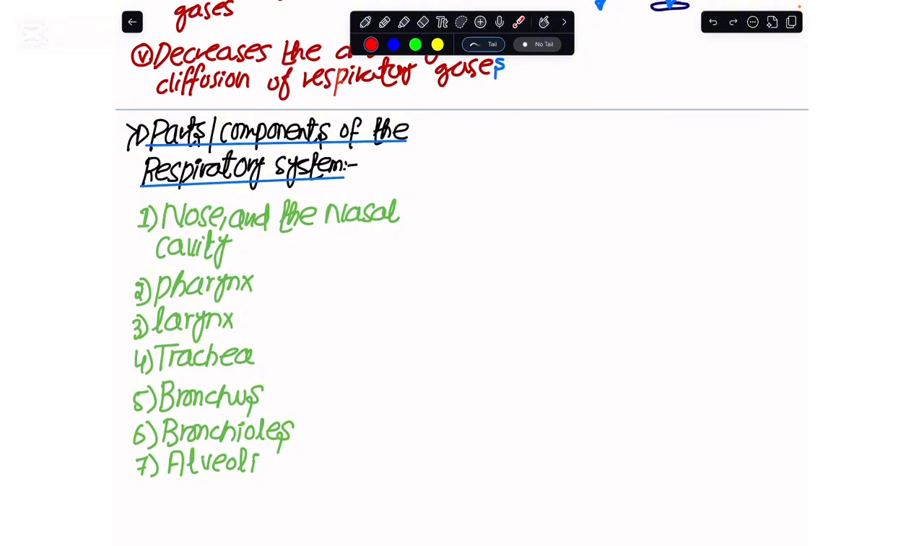So, today we have to see what we have in the respiratory system. We initially have the nose and the nasal cavity. Moving forward, we have the pharynx, which is the common passage of the air and the food that we swallow. Then comes the larynx, and then the trachea. Forward, there is the bronchus. The bronchus would further divide into the bronchioles, and finally, we would end up at the level of the alveoli.